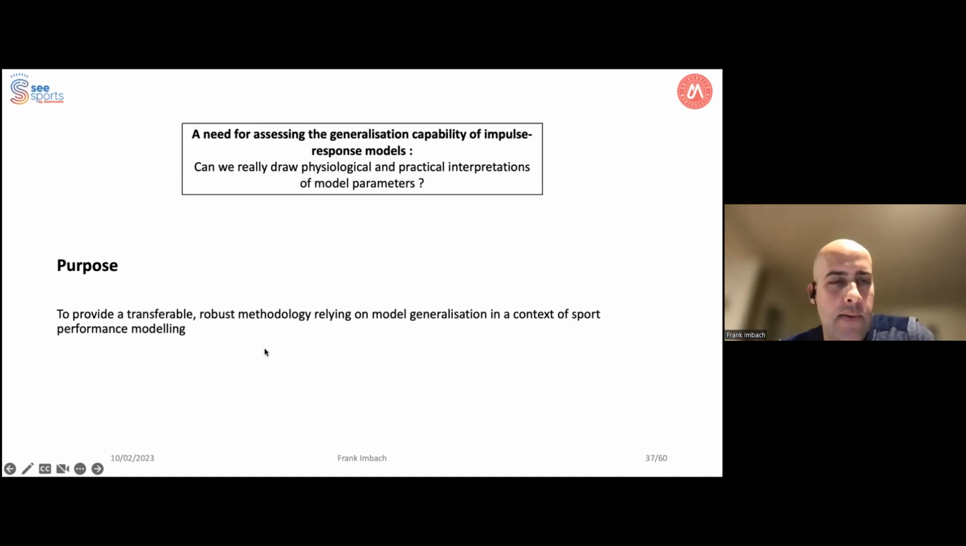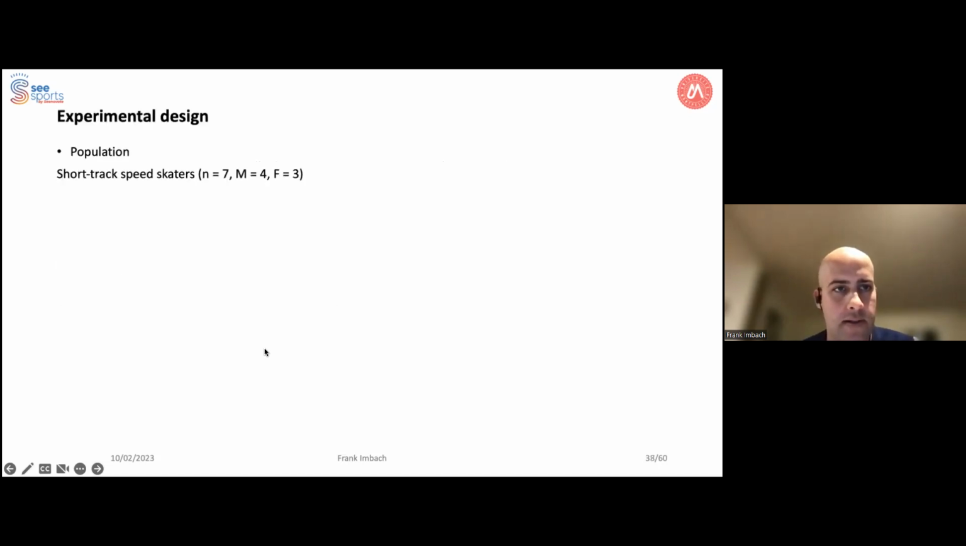Now, I will call the questions and propose the need for assessing the general solution capability of impulse response models or fitness-fatigue models. Can we really draw physiological and practical interpretations of model parameters? So in this study, we aimed at providing a transferable, robust methodology which relies on model generalization in the context of sport performance modeling.